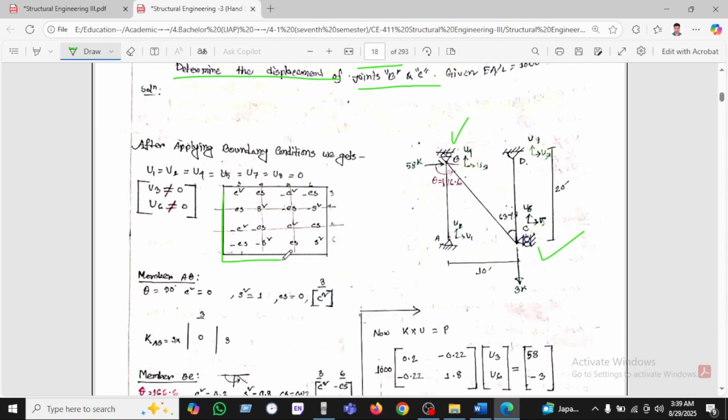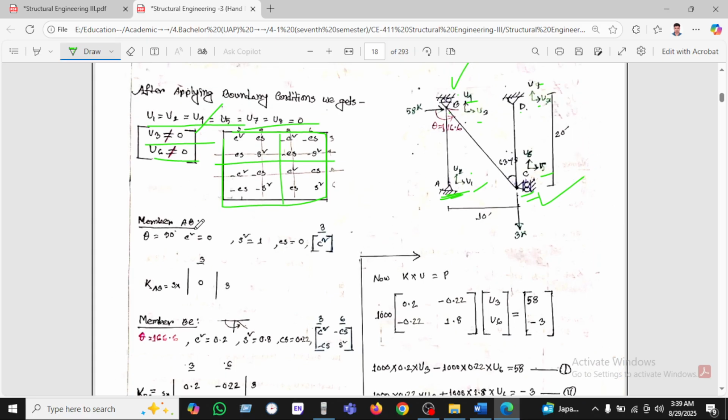So this is our formula, we must memorize it: C square, CS, S square. So apply the boundary condition. How do we apply the boundary condition? The pin support will be 0, so U1 and U2 are 0. For the roller support, U3 is not 0, U4 is 0, and we've seen U5 is 0, but U6 is not 0. U6 is at the roller support, U6 is not given but vertically displaced, and U7 and U8 will be 0 also.